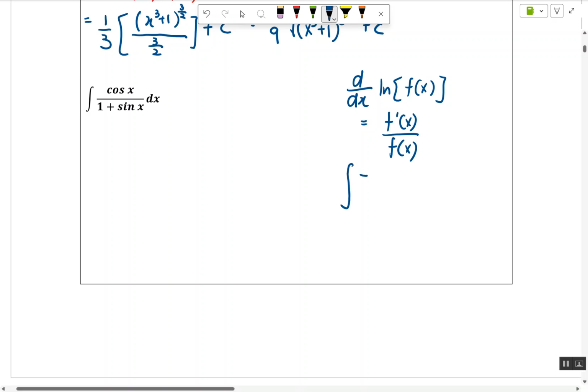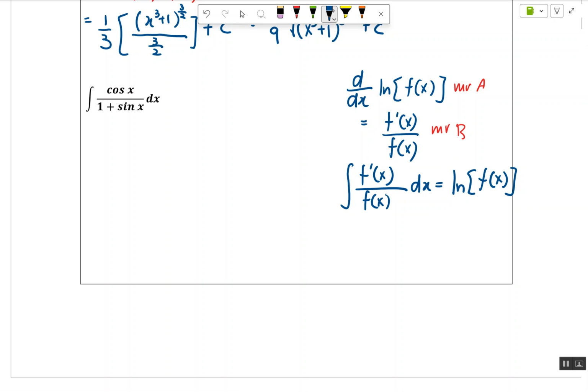Which means that if I can identify a quotient where the numerator is a differentiated of the denominator, what am I going to get? It will be ln of fx because of Mr. A, this is Mr. A, this is Mr. B. Integrate Mr. B, I'm going to get Mr. A. So when you see a quotient like this, what is going to happen here?